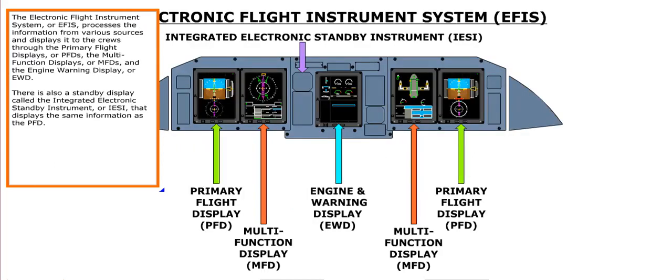The Electronic Flight Instrument System, or EFIS, processes the information from various sources and displays it to the crews through the primary flight displays, or PFDs, the multifunction displays, or MFDs, and the engine warning display, or EWD. There is also a standby display called the Integrated Electronic Standby Instrument, or IESI, that displays the same information as the PFD.